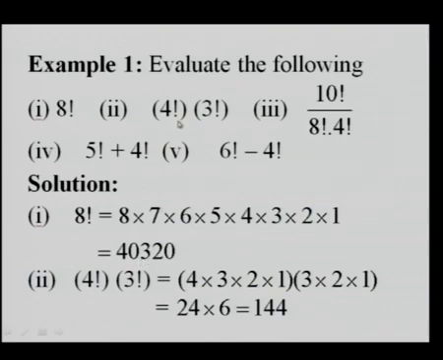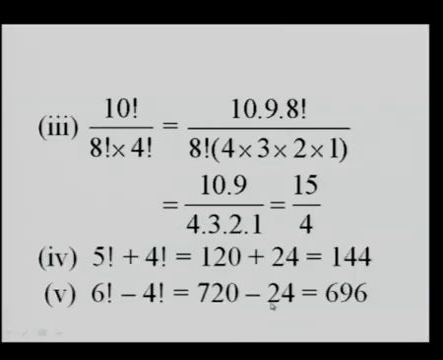Next part we have to evaluate is factorial 4 into factorial 3. Factorial 4 by definition can be written as 4 into 3 into 2 into 1, and factorial 3 can be written as 3 into 2 into 1. In the first bracket the product 4 into 3 into 2 equals 24, and in the second bracket 3 into 2 into 1 is equal to 6. 24 into 6 is 144.